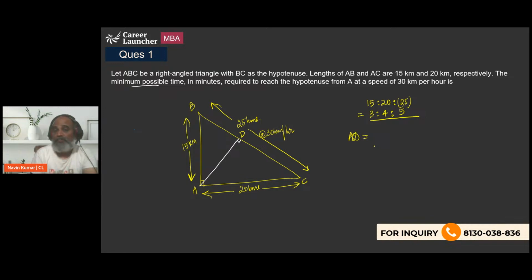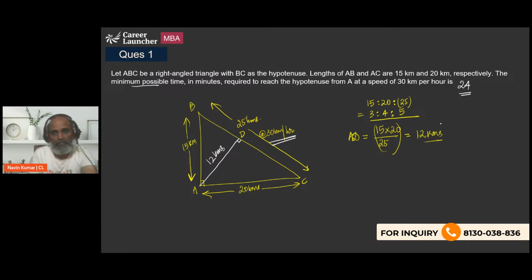The third height in a right angle triangle is given as the product of the two altitudes and bases, divided by the hypotenuse. So this is going to be 300 by 25, which will be 12 kilometers. So this length AD is 12 kilometers. Now, if somebody is going to cover 12 kilometers at the rate of 30 kilometers per hour, how many minutes will that person take? 30 kilometers in 60 minutes, right? So 12 kilometers in double the minutes, 24.